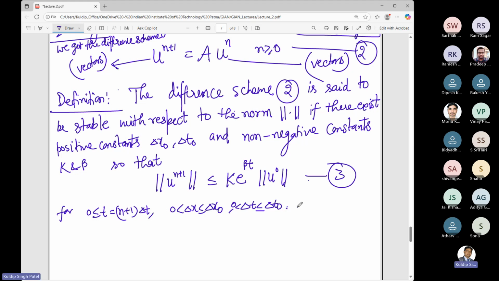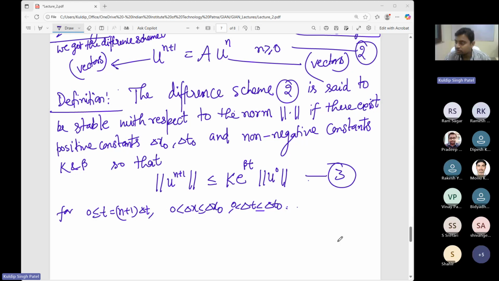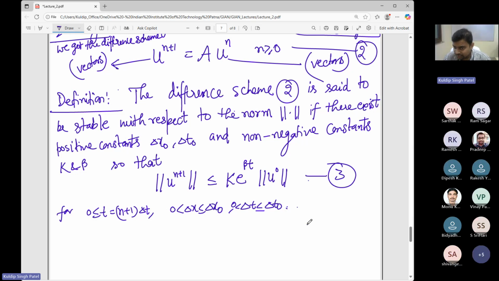Actually, we don't have time, but I just request that you look at this book by J.W. Thomas, and you can see there are a lot of examples there of how to prove the stability in infinity norm. Okay, Adit, I hope it is clear. You can simply take the infinity norm, no issue.